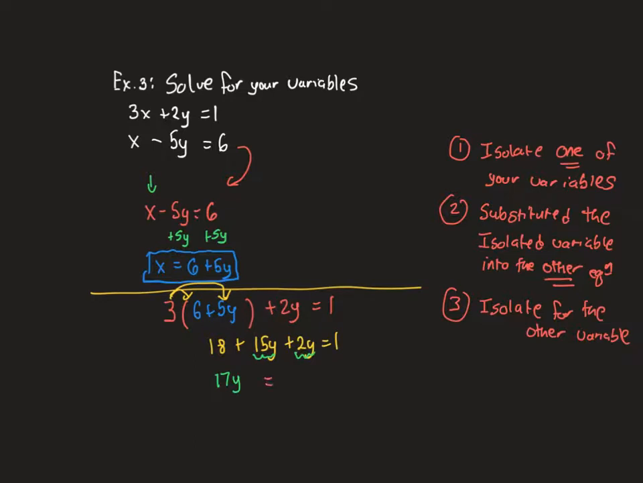Okay, which is going to give me 1 minus 18, which is negative 17. So for y, I'm going to have to divide both sides by 17, which gives me negative 1. Okay. And finally, we have our y. We need to solve for our x.